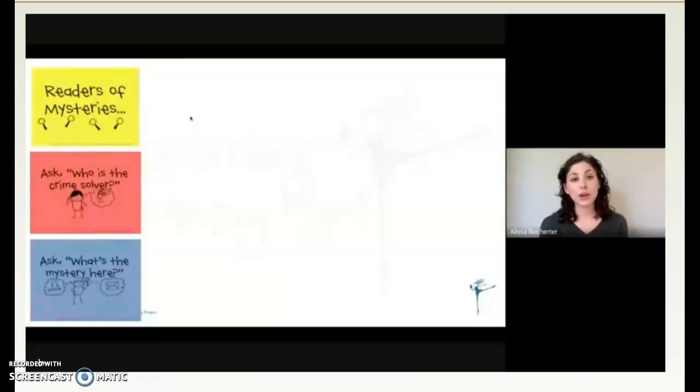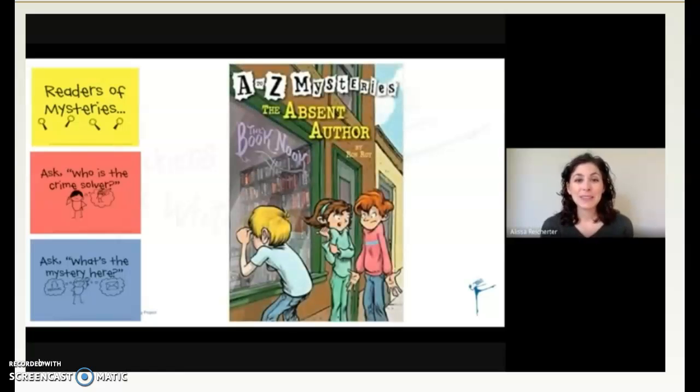Readers, when you start a new mystery reading book, one of the very first things you ask yourself are these two questions. Who is the crime solver? And what's the mystery here? And by asking these two questions early on in a book, you'll be able to solve the mystery right alongside the detective. So let's try this with our new class read aloud. It's from the series A to Z Mysteries, and the title is The Absent Author by Ron Roy.